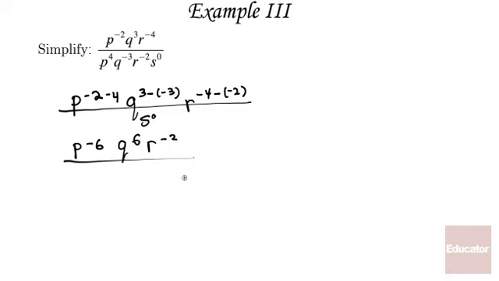Let's look at this bottom. I have s to the 0 equals 1. Recall the rule that tells me that any number raised to the 0 power is 1. So on the bottom, I just have 1.